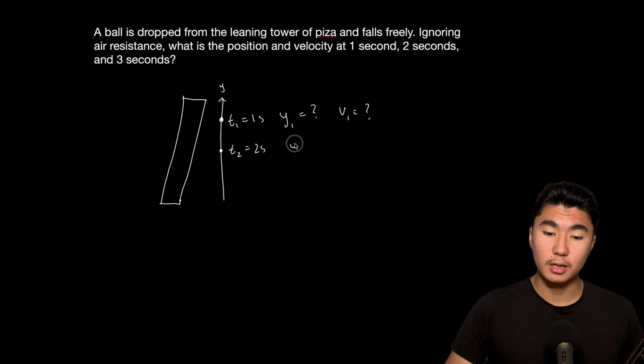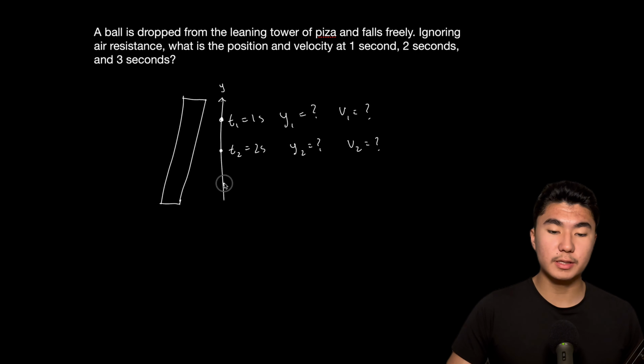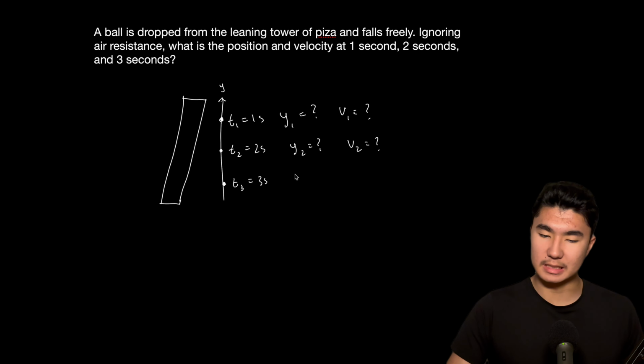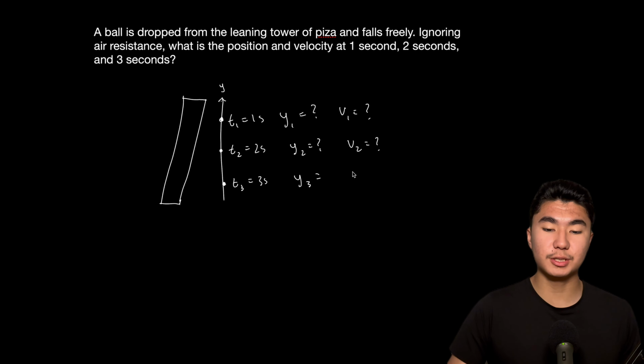Same story over here. We don't know our position, and we don't know our velocity. So maybe 3 seconds is over here, so t3 is going to equal 3 seconds. Same exact story. We don't know our position, and we don't know our velocity.